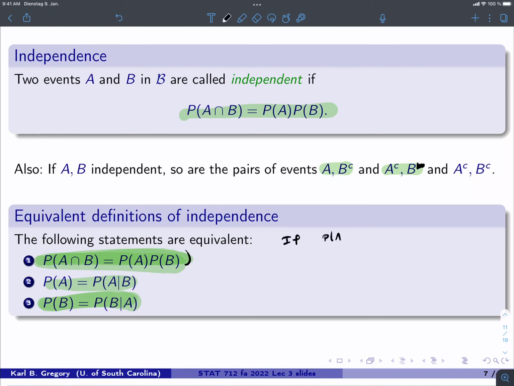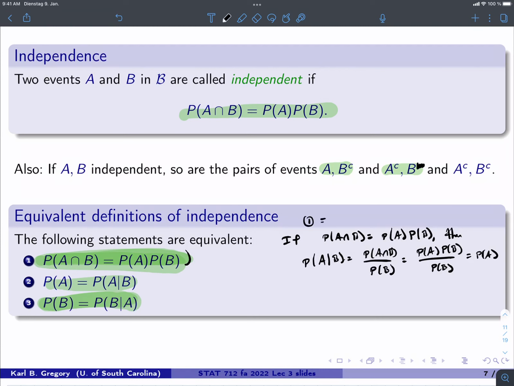If probability of A intersect B is equal to probability of A times probability of B, then the probability of A given B, which is probability of A intersect B over probability of B, is just probability of A times probability of B over probability of B, which is then just probability of A. So I've shown that 1 implies 2.